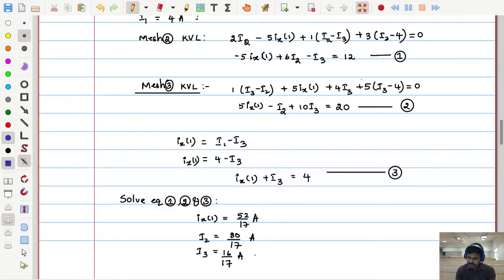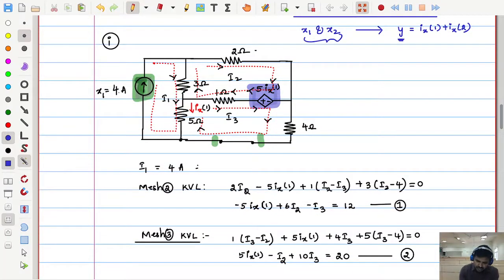If we simplify these equations, we can segregate the Ix1, I2 and I3 coefficients separately, and it results in equations 1, 2, 3 in this way. And once we solve these three equations, we will get our required value Ix1, which is equal to 52 by 17. I2 and I3 are not required as of now, but as a part of the solution we got these also. So this is the case 1 corresponding output. So this is Ix1, because of the application of 4 amperes.